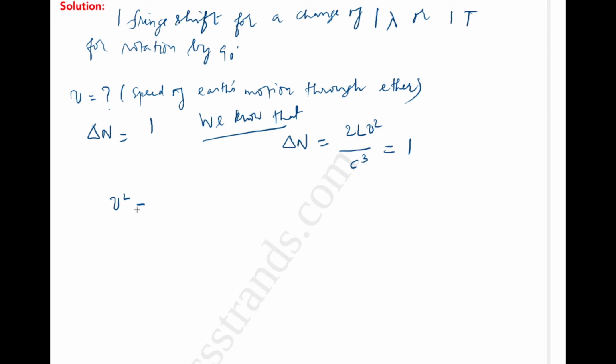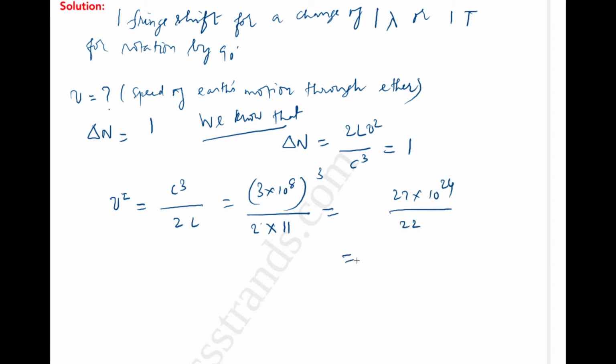So one can get that v squared would be equal to c cubed over 2L. And that is 3 into 10 power 8, the speed of light, cubed. 2 times L: L is not given in the question, but we know from the details of the Michelson-Morley 1887 experiment that it is 11 meters. So that would mean 27 into 10 power 24, if we cube this, and this is 22. That would be v squared, right? So this is 1.24, maybe 1.23 into 10 power 24.